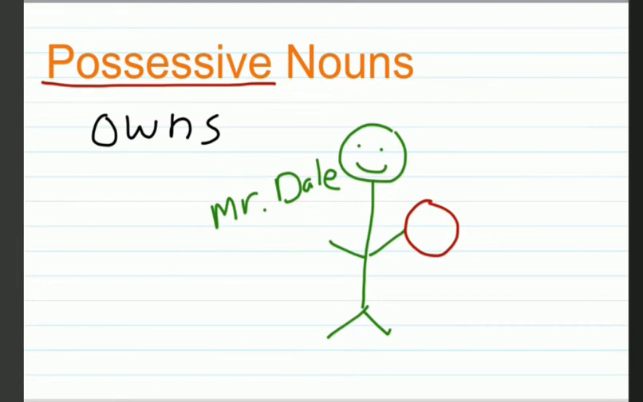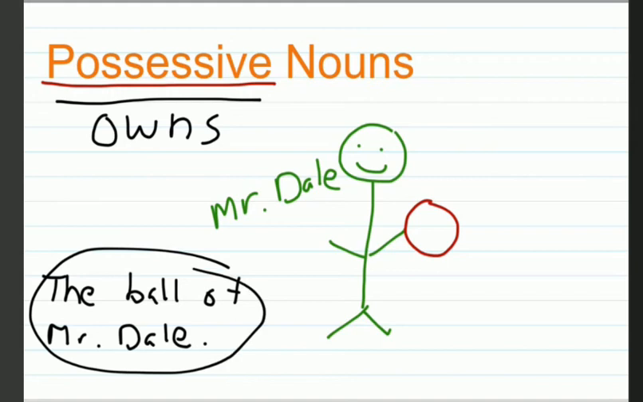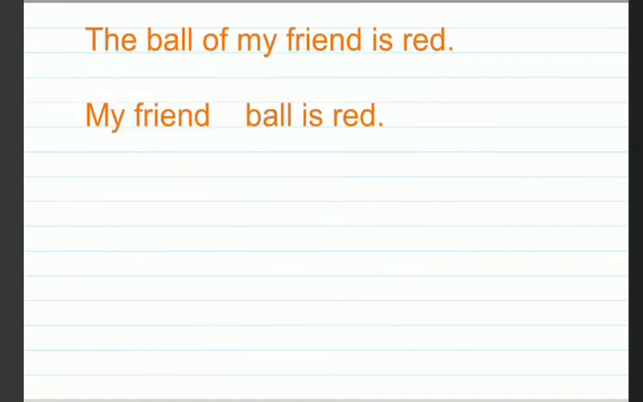So we got different options. A lot of people will want to write a sentence like, the ball of Mr. Dale. But we should be using a possessive noun in our writing. And there is no possessive noun in this sentence, so we really have a bad sentence. So let's look at how we can do it better.